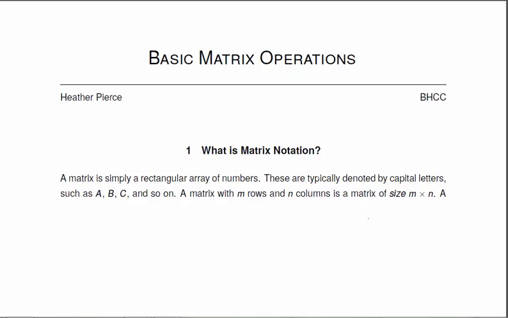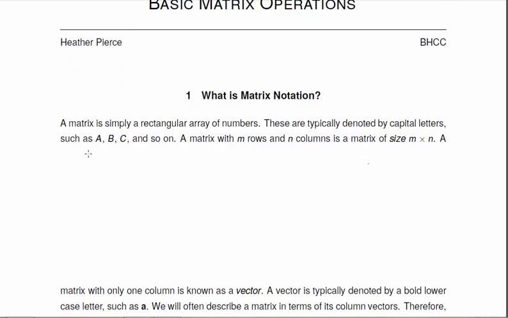So here we'll talk about matrix operations. And before we do that, we should talk about some notation. A matrix is just a rectangular array of numbers, and these are typically denoted by capital letters, A, B, C, etc. When we do the size, we do the rows by the columns.